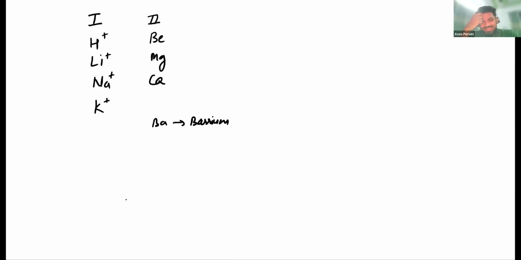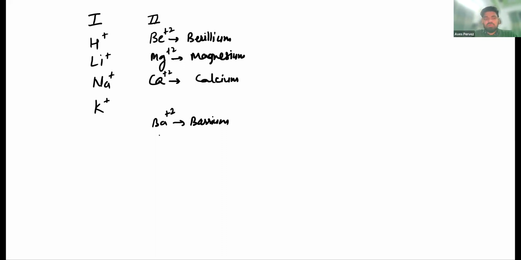Okay. So I'm writing here, this is beryllium. This beryllium is going to have valency 2. This is magnesium. Magnesium is going to have valency 2. And this is calcium. Calcium is going to have valency 2. And barium, they are all going to have valency 2.